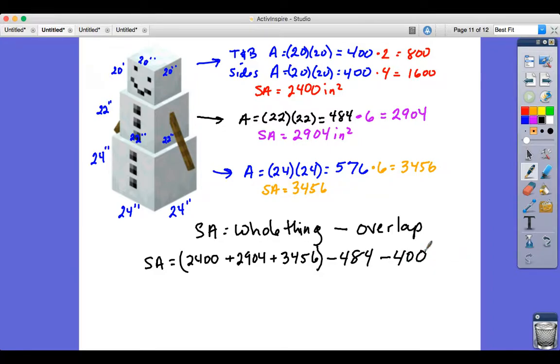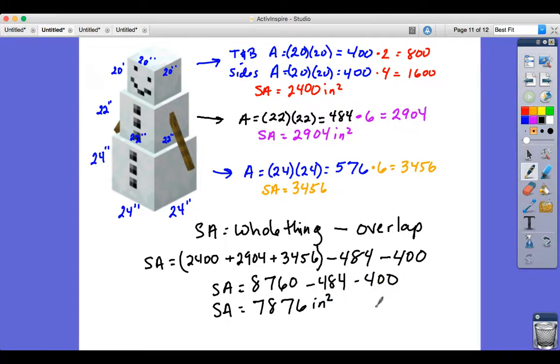So now we just have a whole bunch of addition and subtraction to do. Okay, so if you add all these together, you get 8,760 minus 484 minus 400. That's still equal to the surface area. And so when you do your subtraction, you end up with 7,876 inches squared. So the surface area of the snow golem is 7,876 inches squared if we start off with these dimensions.